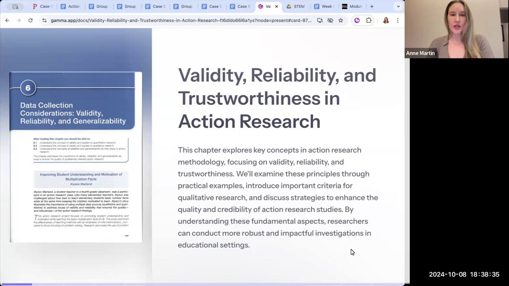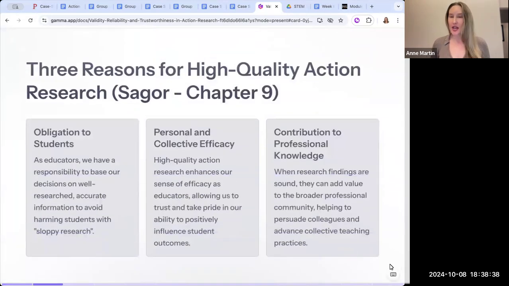So I wanted to start off with how Sager begins his discussion of reliability and validity. He starts off with three main reasons why it's important to have high quality action research. And the first being our obligation for students. Of course, as we've been discussing, the purpose of action research is to improve our practice for the purpose of making positive changes on our students and our schools and in our communities. And so this obligation is really the primary driver as to why it's important to have high quality research.